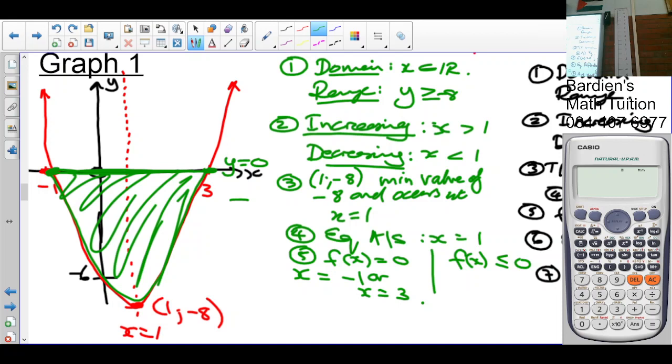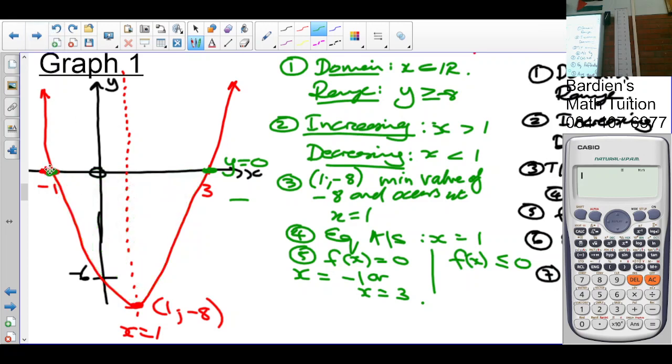So when we write that as an inequality, check this out here. We say x must be greater than negative 1 but less than 3. Does the graph exist at negative 1? Yes. Does it satisfy this condition? Yes. At 3? Yes.